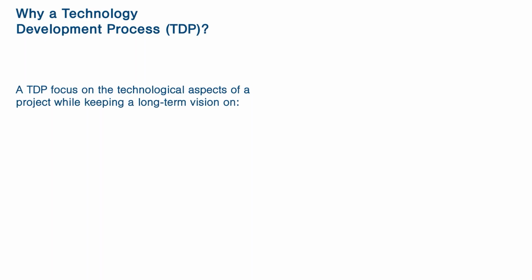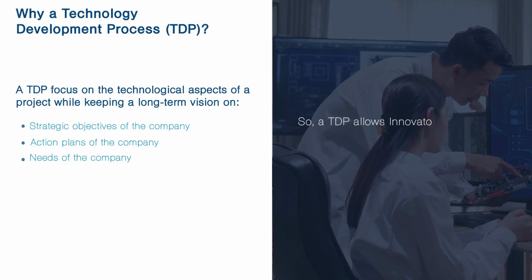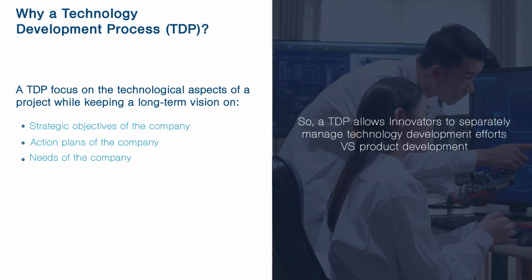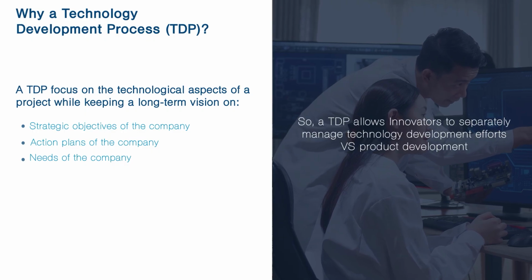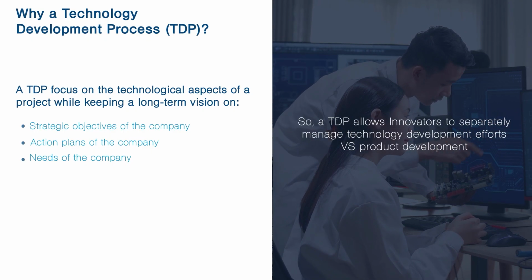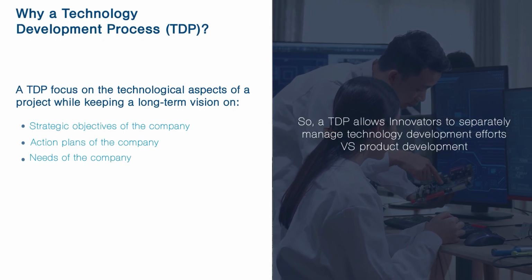The Technological Development Process, more commonly called TDP, focuses on the technological aspects of a project while keeping a long-term vision on strategic objectives of the company, action plans of the company, and the needs of the company. Hence, the TDP allows innovators to separately manage technology development efforts as compared to product development. Technological development is performed upstream of the product development. The desired scenario is to integrate a validated technology in product development.